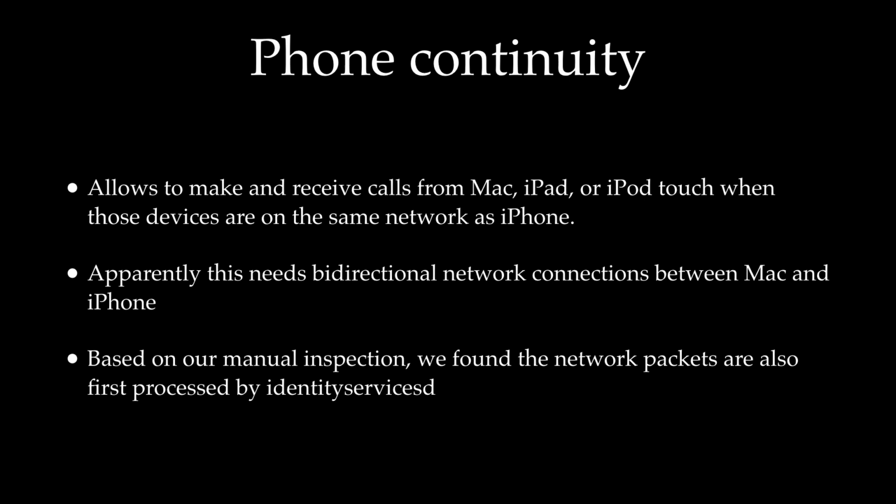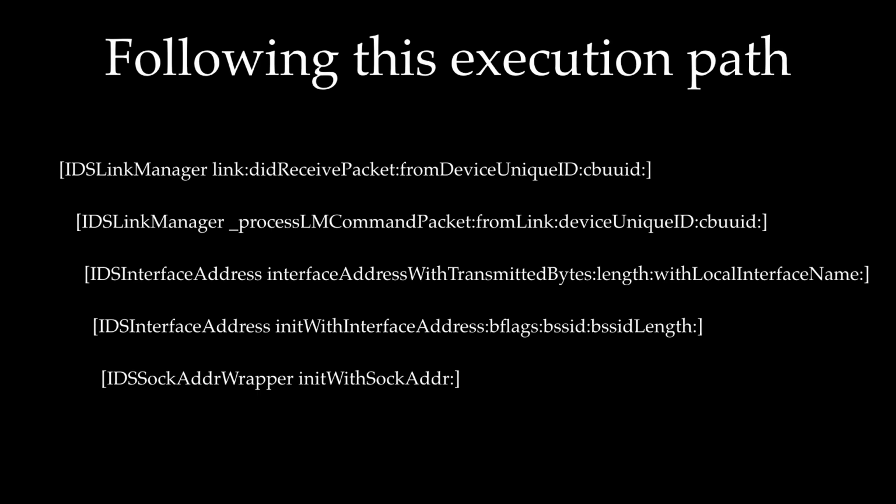For example, let's look at Phone Continuity. Phone Continuity allows you to make and receive calls from your Mac or iPad if these devices are close to your iPhone and they are logged in with the same Apple ID. So apparently you can make a call with your Mac if it's close to your iPhone. That means there must be some data channel between your Mac and your iPhone. So we reverse engineered that path, and we found that the first layer packet is also handled by identityservicesd. If you look at this execution path, it will finally go to a function called IDSOC ADDR wrapper.